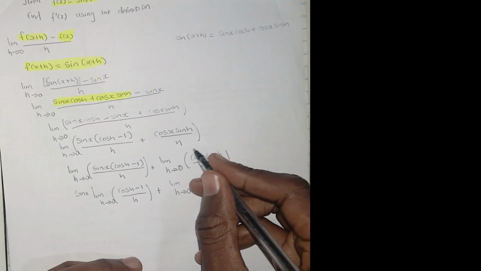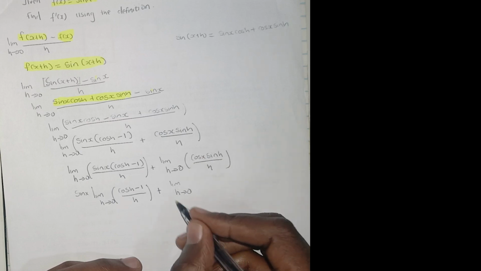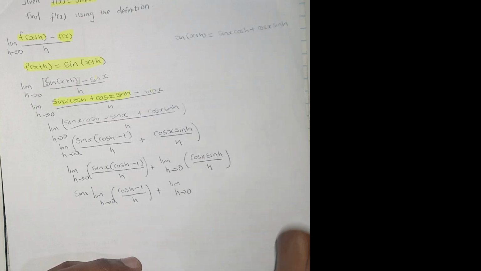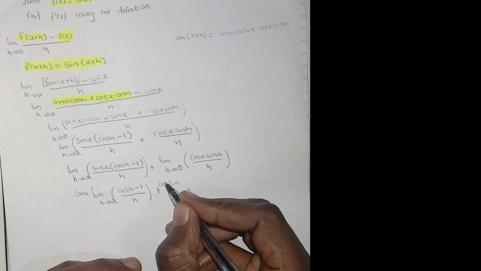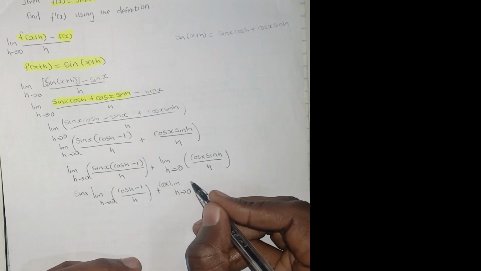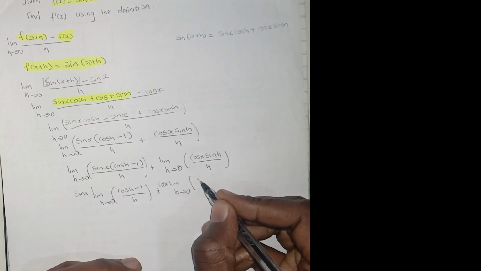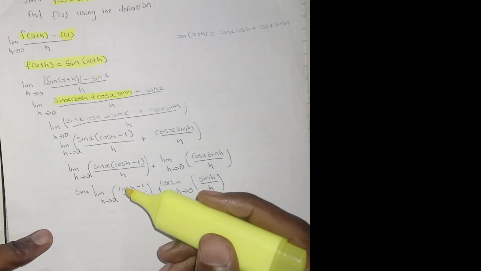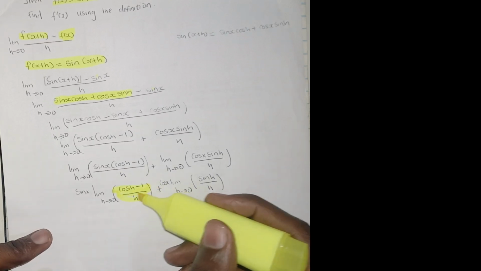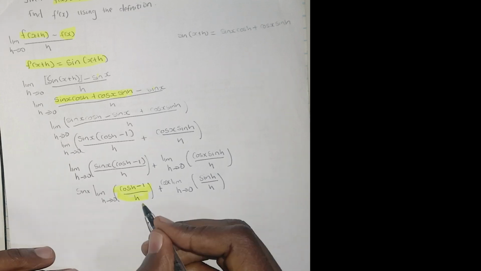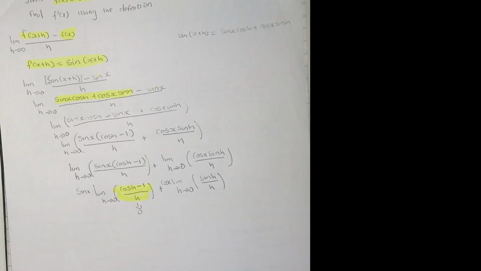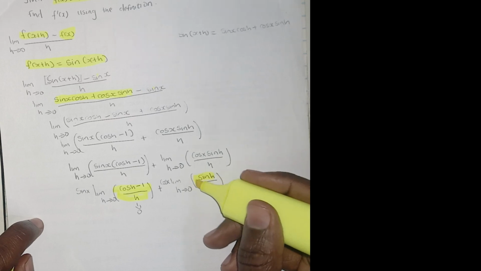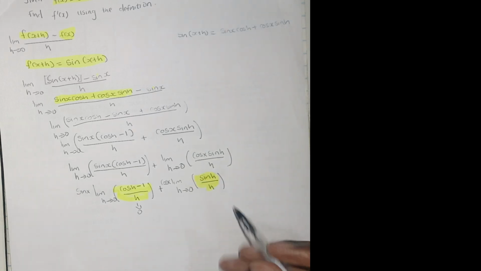Then we also have to take out this cos x, because now we are dealing with h approaching 0. So we can take this here, right? Then we have sin h divided by h, right? Then from there, we're still going to prove this in another video, right? That this part is equal to 0. I'm going to prove it for you. And this part is equal to 1, right?